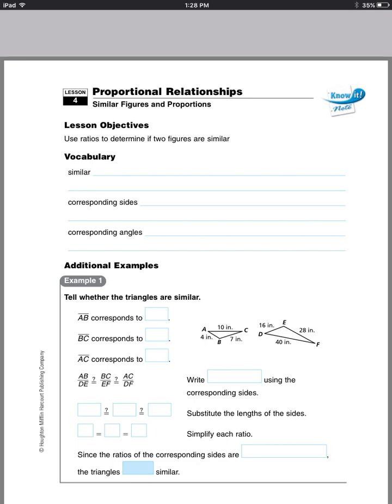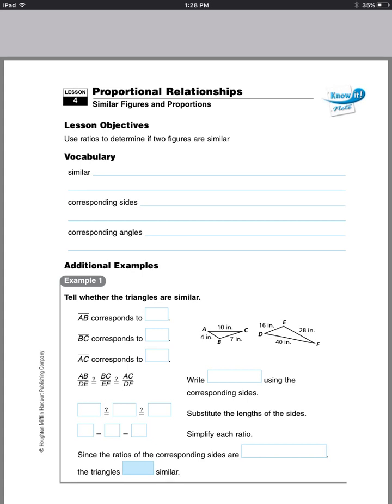Today we're going to be using ratios or proportions to determine if two figures are similar. Similar figures have the same shape, but not necessarily the same size. Corresponding sides are sides of two or more polygons that are in the same relative position. And corresponding angles are angles of two or more polygons that are in the same relative position.